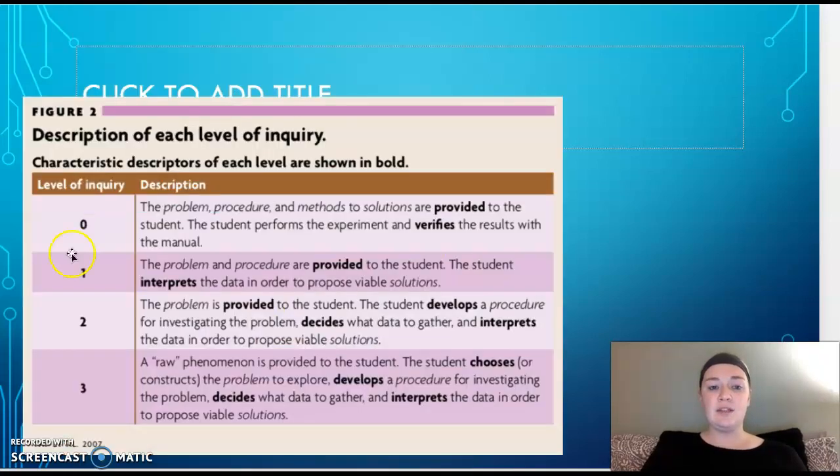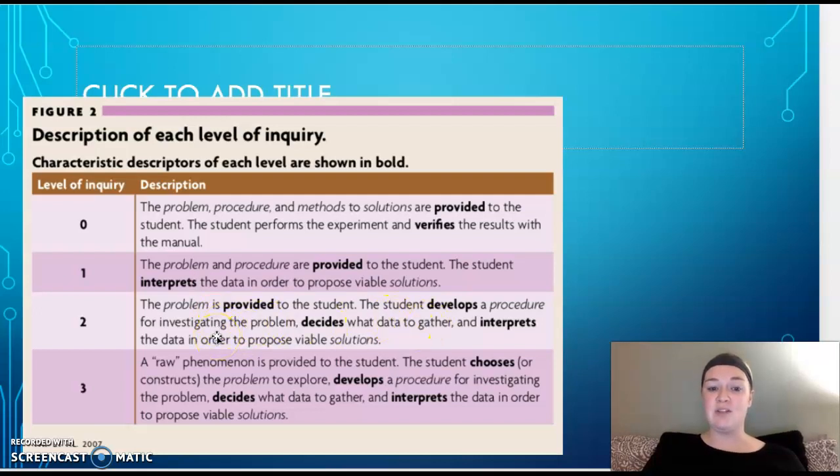I also pulled this figure, and I really think that this lesson falls between a 1 and a 2 on this level of inquiry. The problem was definitely provided to us, and the procedure was provided to a degree, especially for us. After watching the videos and reading through, I had a good idea of how to do the procedure. If I was just handed all those materials, I certainly would not have really known what to do. So that would be right here on level 2.